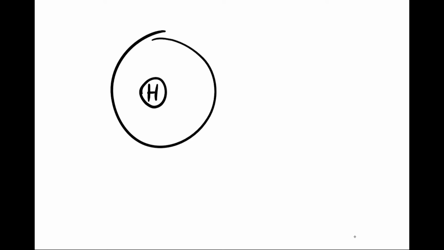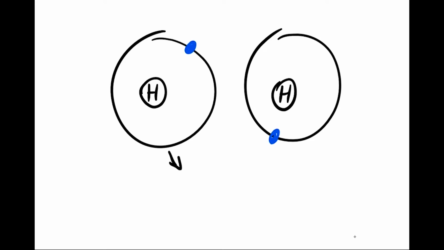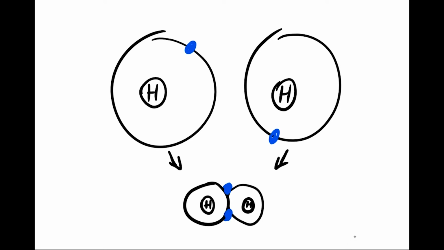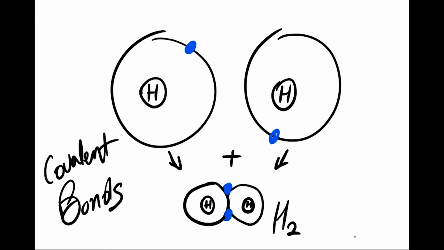Covalent bonds occur when atoms share electrons on their outer shell in order to fill their valence shells. Covalent bonds can be polar or nonpolar. Non-covalent bonds occur when electrons are not shared.